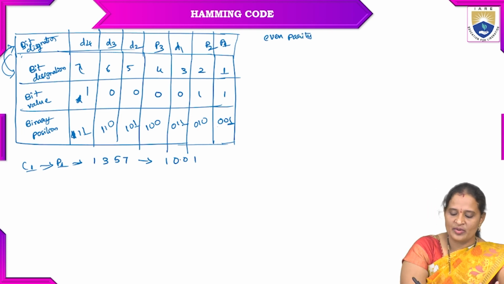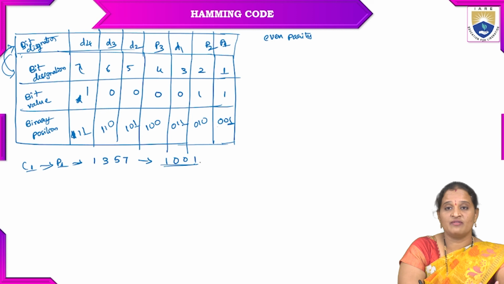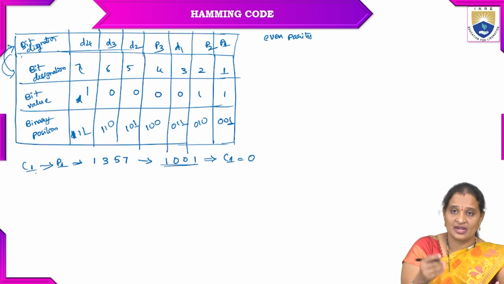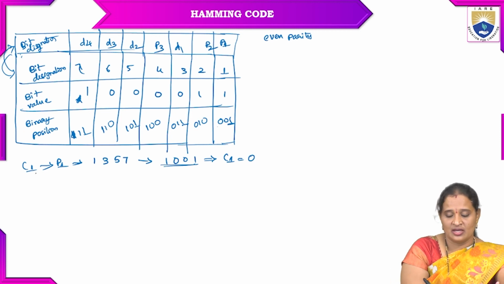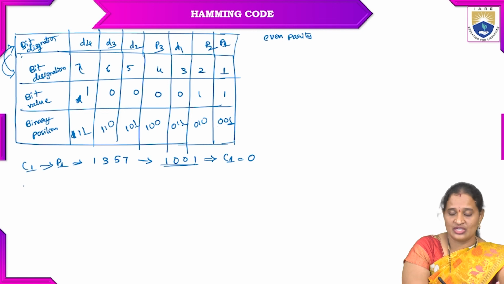Now, how many ones do we have here? An even number of ones. If the parity is matched, what should we do? We should take C1 as 0. If the parity is not matched, we should take the check bit as 1.